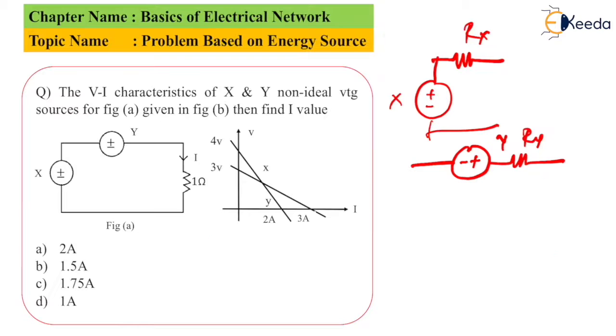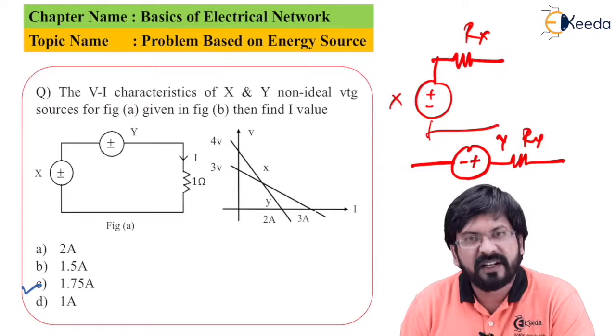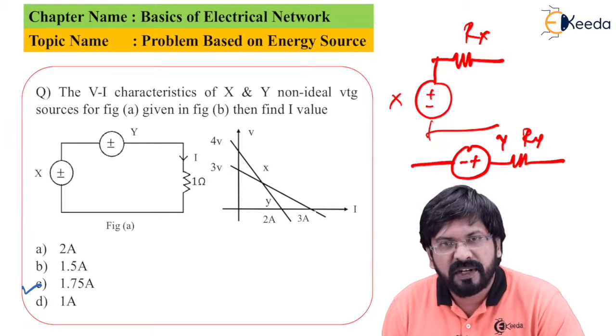So when they have given you 4 options, 1.75 ampere is the correct option. I hope you have understood this problem.